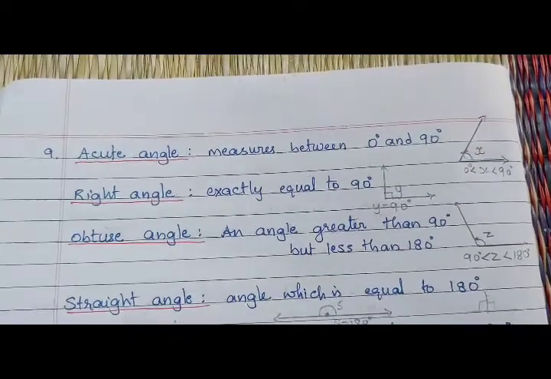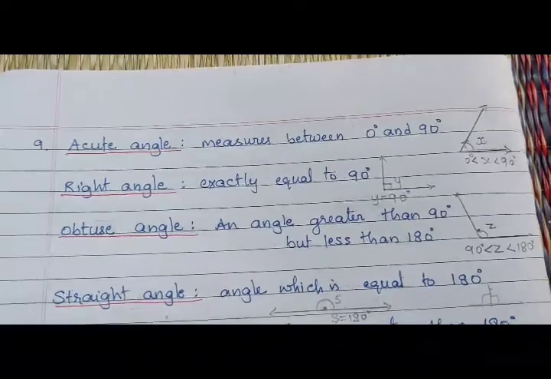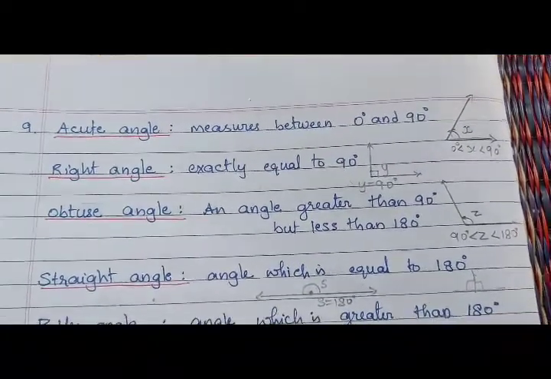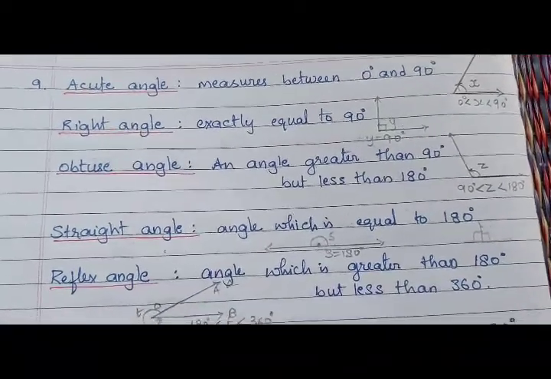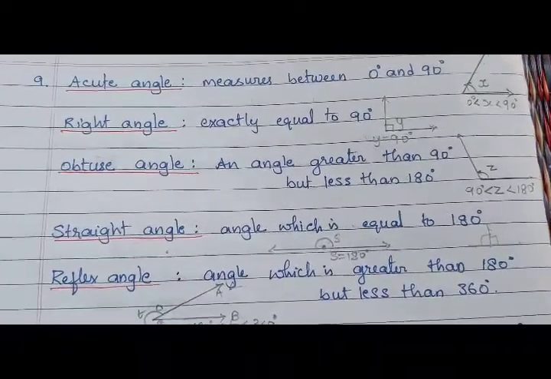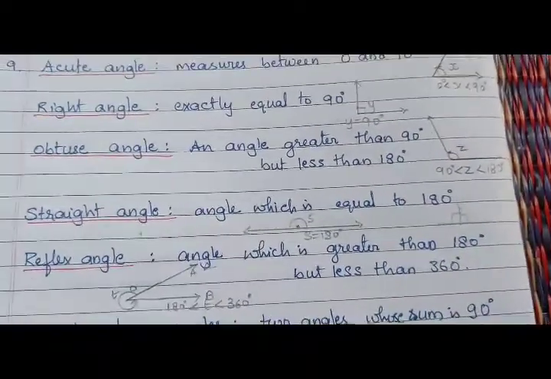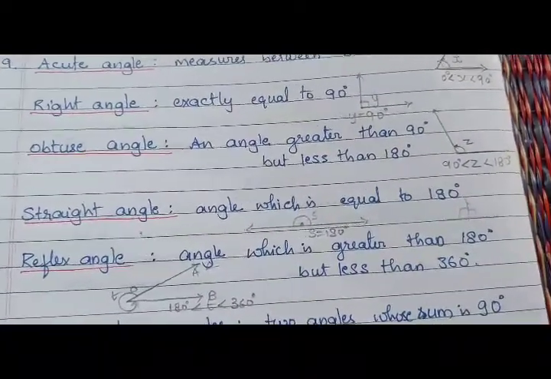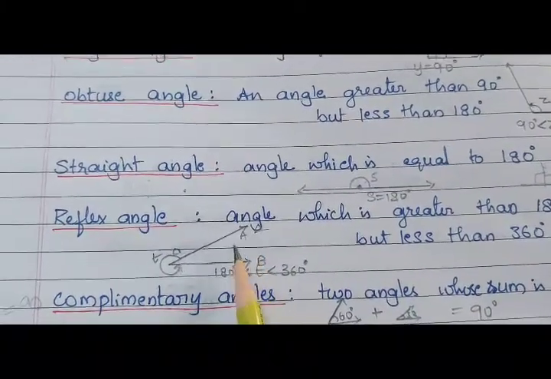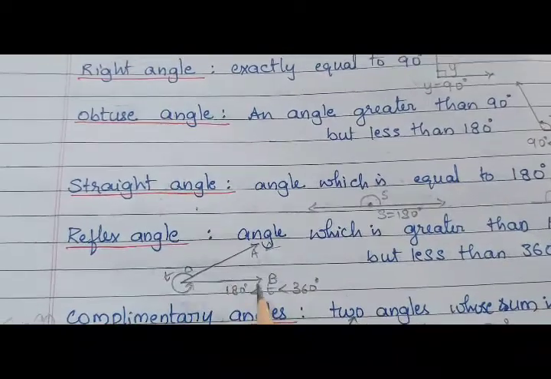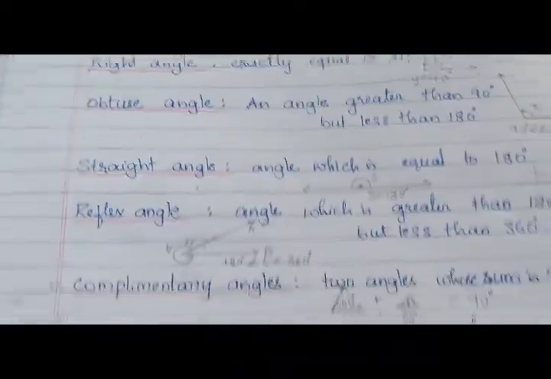Acute angle measures between 0 and 90 degrees. Right angle is always equal to 90 degrees. Obtuse angle is more than 90 degrees but less than 180 degrees. Straight angle is an angle of 180 degrees. Reflex angle is always greater than 180 degrees but less than 360 degrees. Here in this figure, the reflex of angle AOB is not this but this.